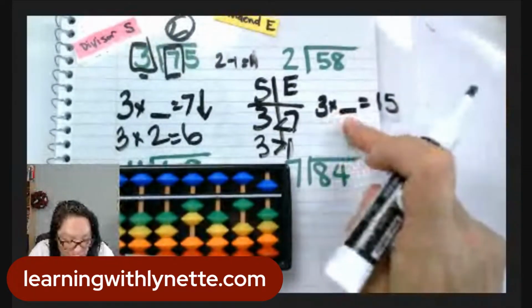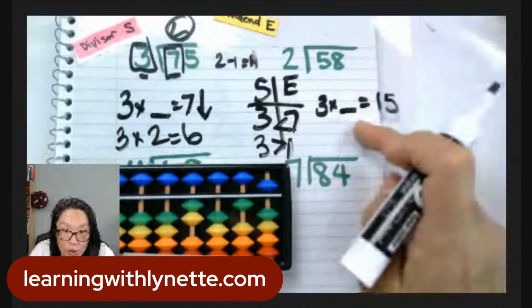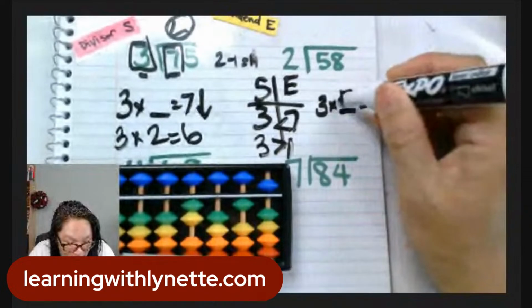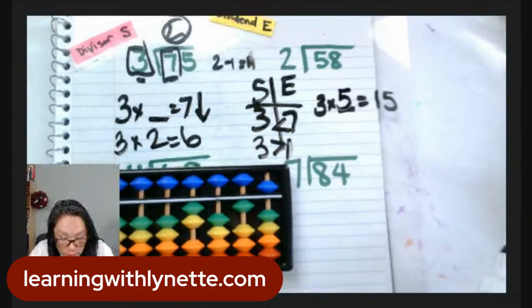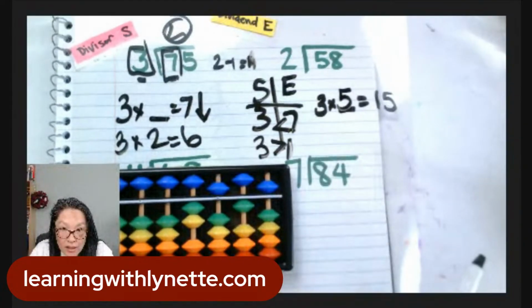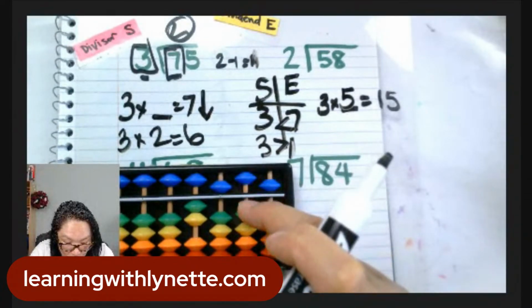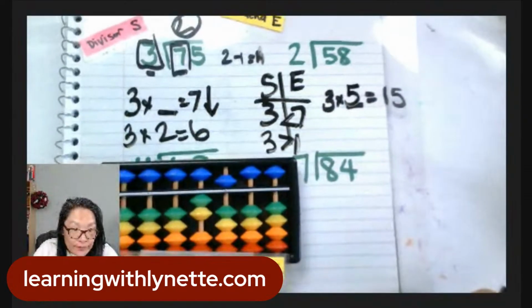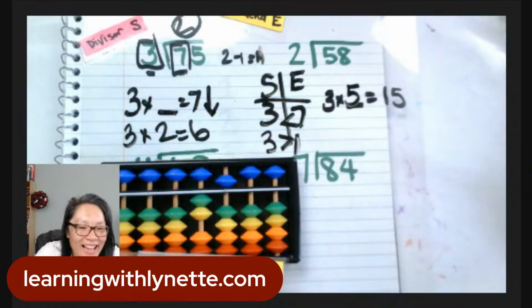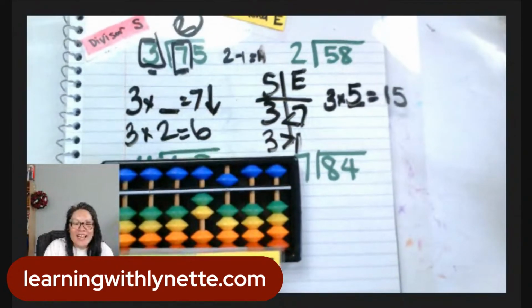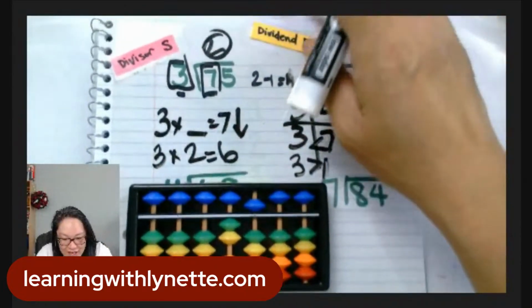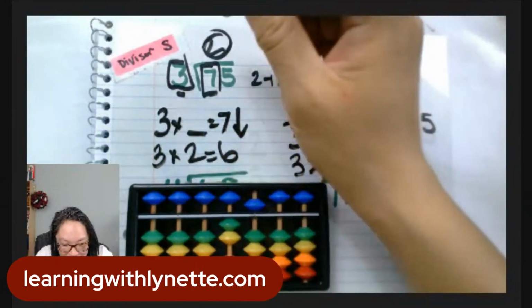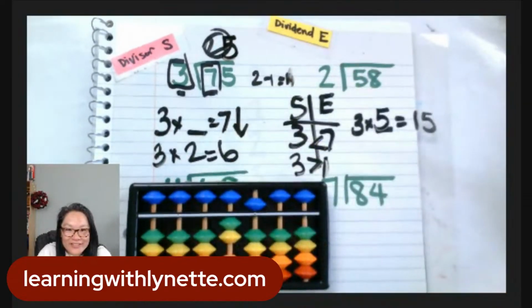So 3 times what is equal to 15 or less? 3 times 5. Thank you, Bessie. So I'm going to add my 5 here, and I'm going to take away 15. Take away 1, take away 5. So just as Money mentioned, the answer is 25.